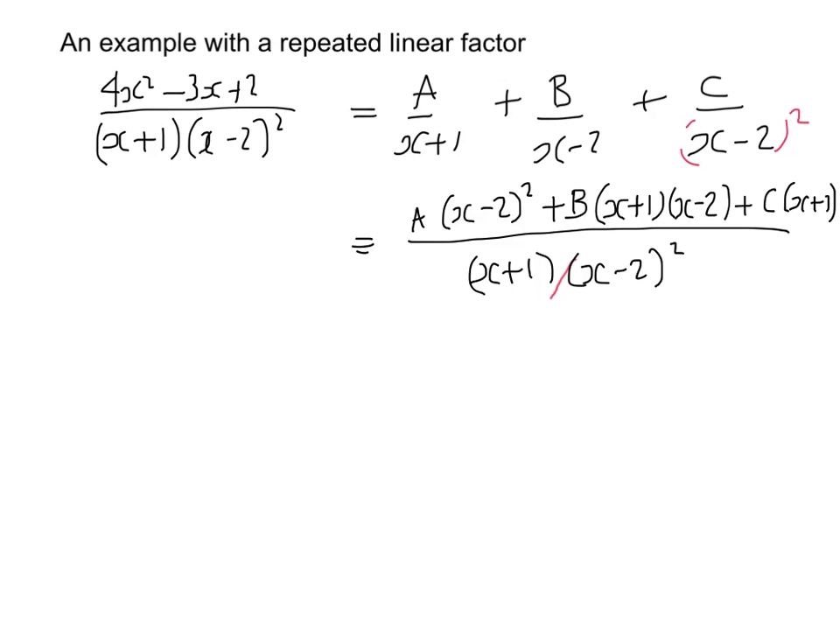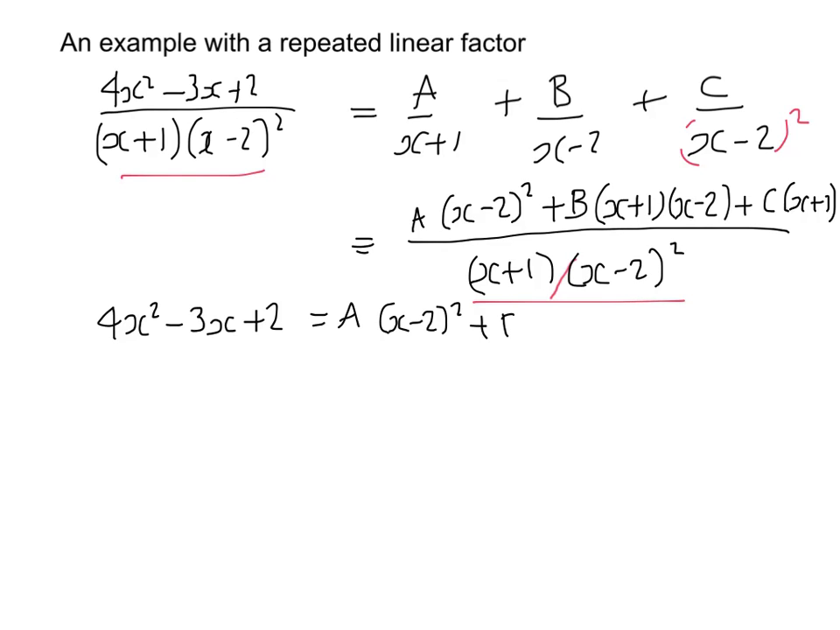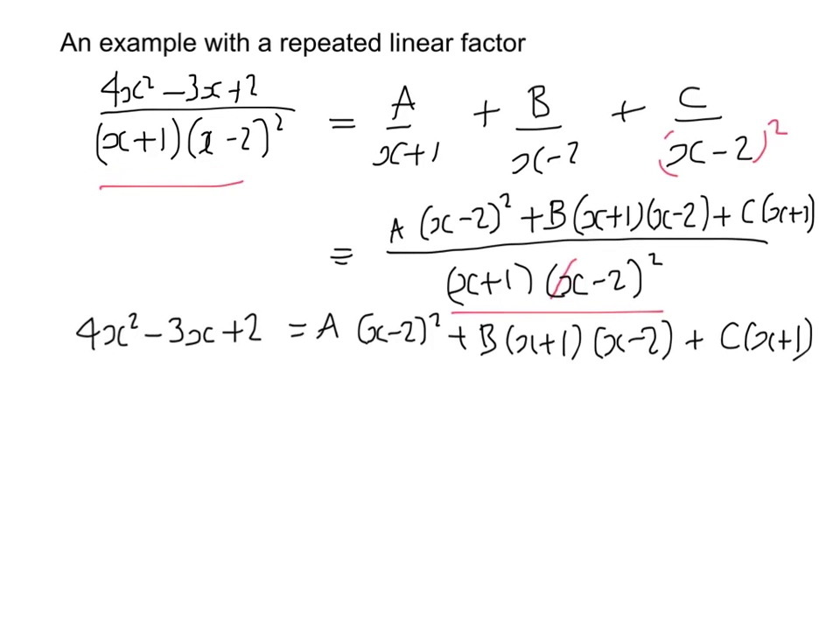Don't be tempted to miss this line out, especially when you're dealing with a slightly more complicated partial fraction, because it is important to check that your denominators are the same on the left and the right hand side, and I think that's a good way to check that. So what we have now is, because the denominators are the same, our numerators must be the same. So we've got A times x minus 2 squared plus B times x plus 1, x minus 2, and C times x plus 1.